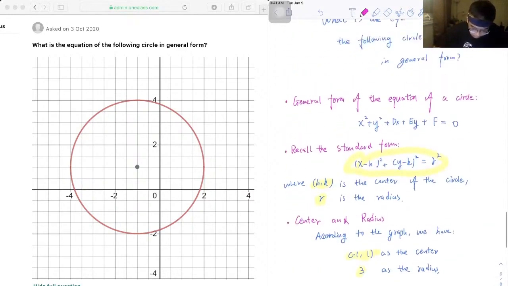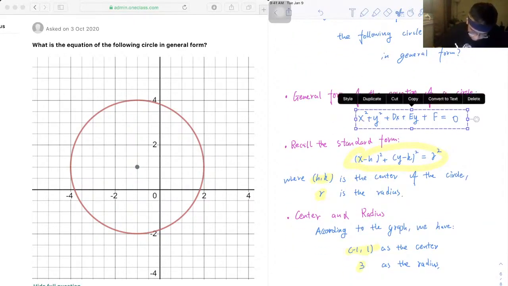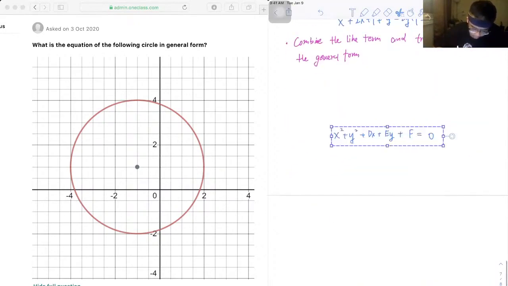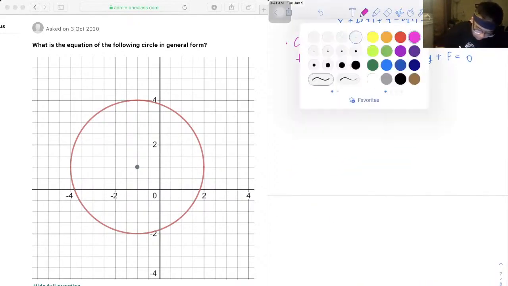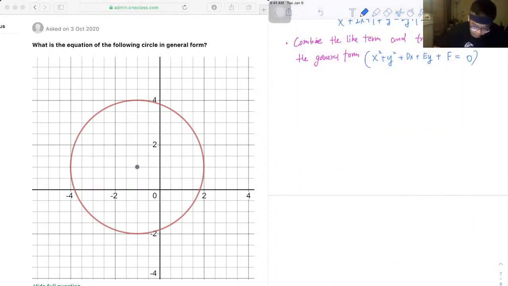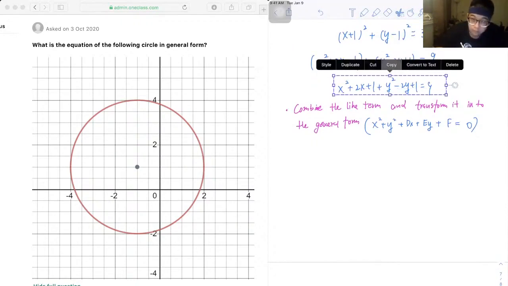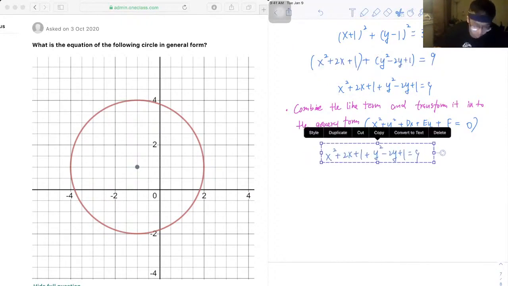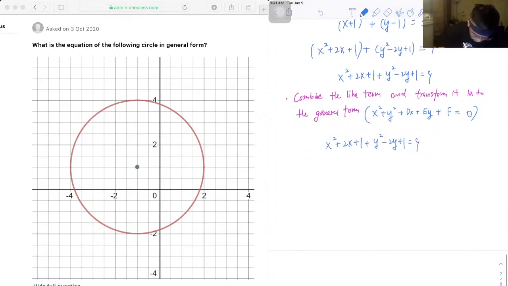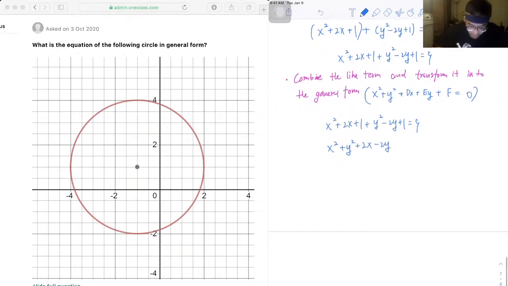Right, so we recall our general form looks like this. I'll just copy it down. So it should be something like this. Still we have x squared and y squared plus 2x minus 2y. Since we got plus 1 and plus 1, there's plus 2 in total, so that is equal to 9.